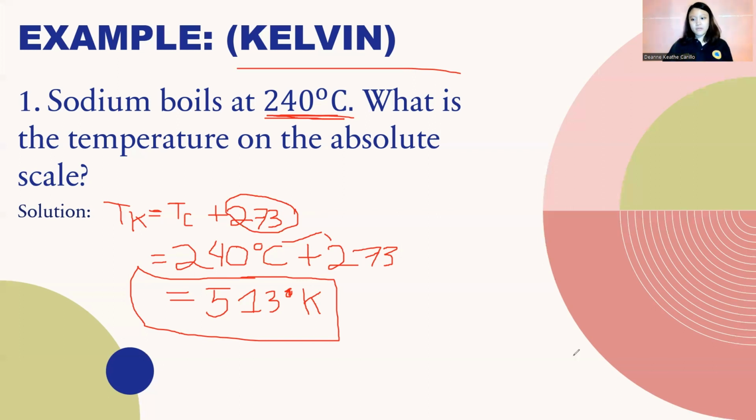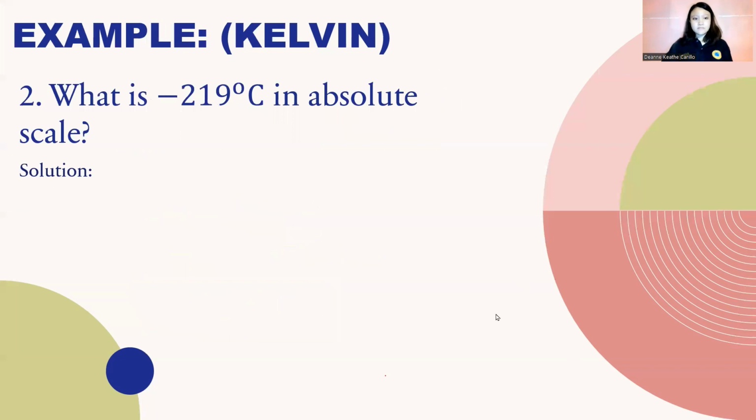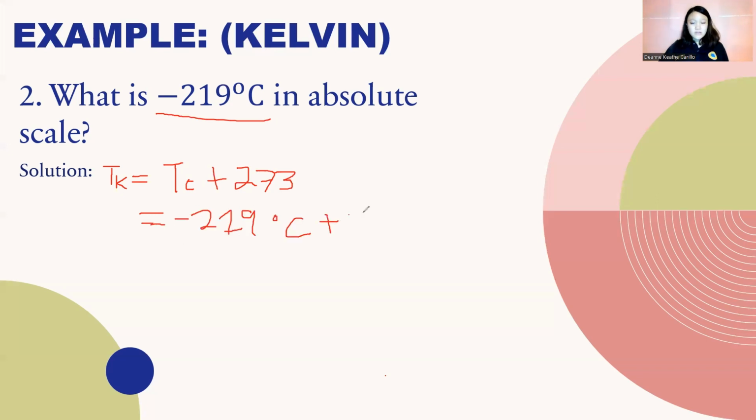Another example for further understanding. Number 2. What is negative 219 degrees Celsius in absolute scale? Let's write the formula first. Let's find the temperature Celsius. The given of it is negative 219 degrees Celsius.